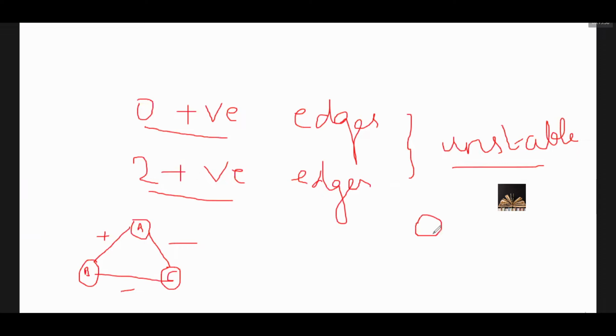Now see, A, B, C. Okay. See here, all negatives. That means we have zero positive edges. We don't have any positive edge. Okay. So this becomes the unstable triangle. Such type of unstable triangles, they'll not exist in the network. Okay.